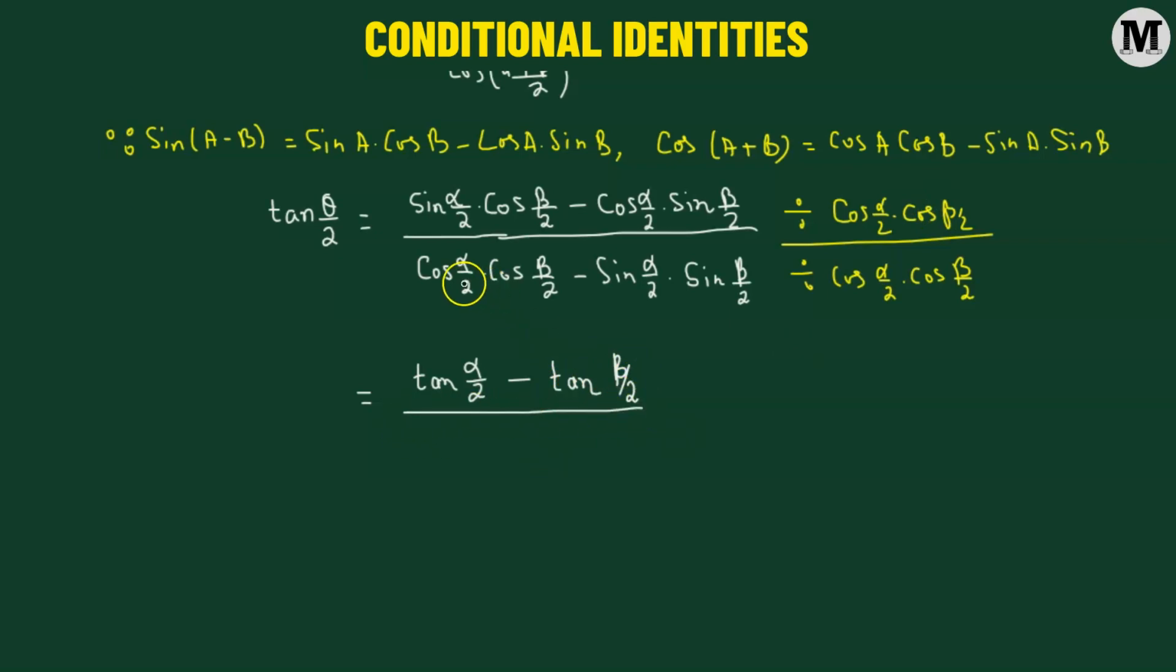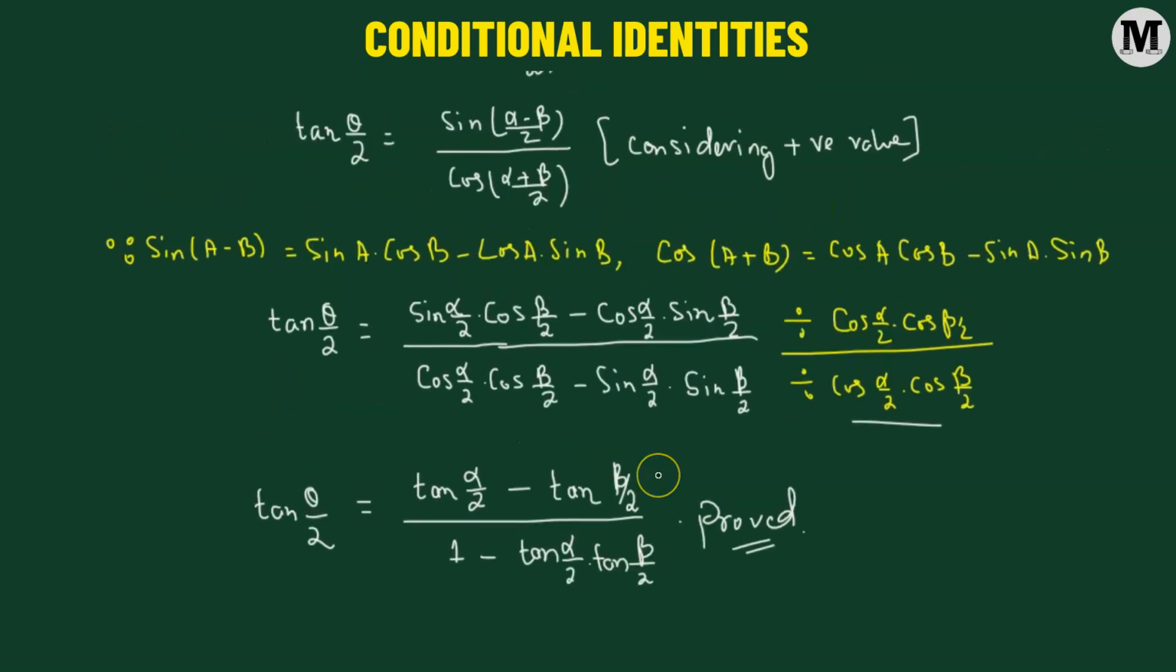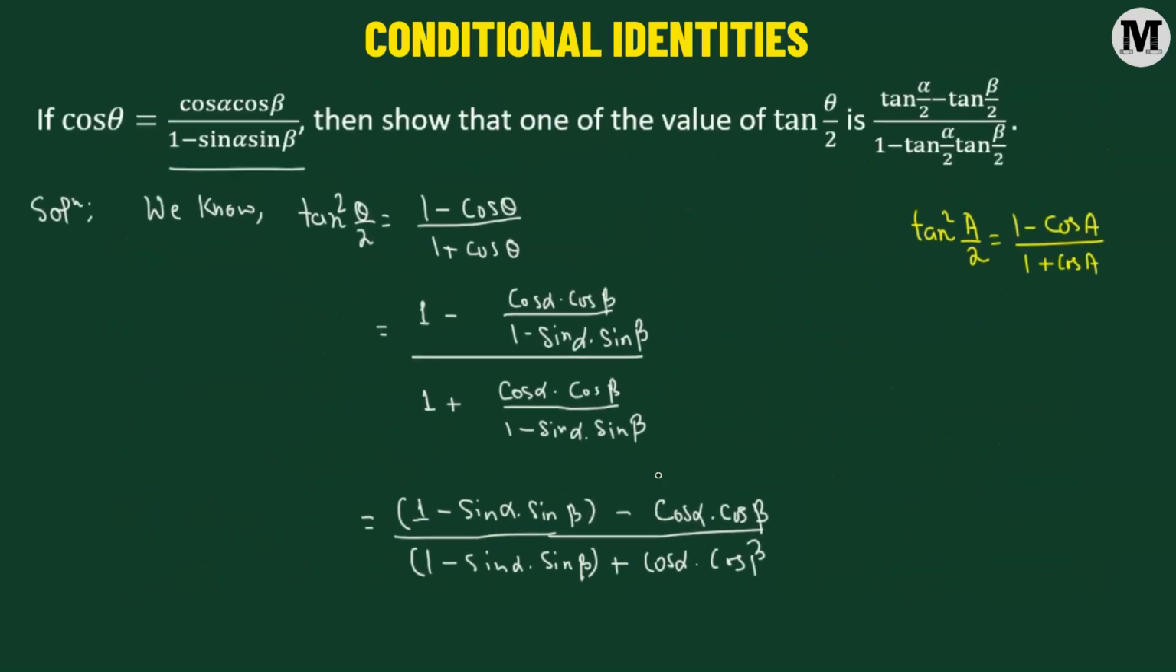Whole divided by, now cosine alpha over 2 times cosine beta over 2 divided by cosine alpha over 2 times cosine beta over 2 will be simply 1. Minus, the second term will become tangent of alpha over 2 times tangent of beta over 2. So this is the expression for tangent of theta over 2, and this is exactly what we needed to prove. So let's verify: we have tangent of alpha over 2 minus tangent of beta over 2 divided by 1 minus the product tangent of alpha over 2 times tangent of beta over 2. So we've successfully proved that one of the values of tangent of theta over 2 is given by this particular expression.